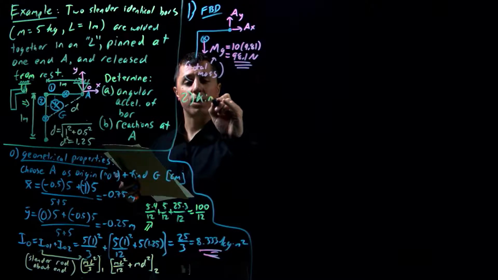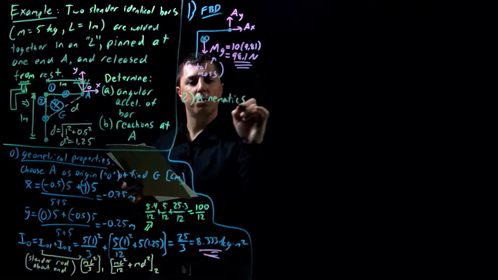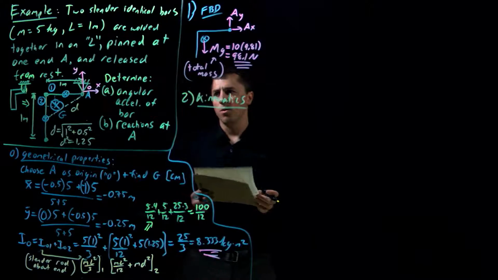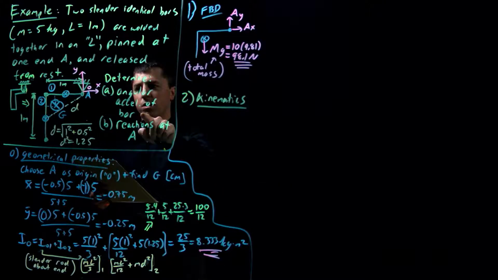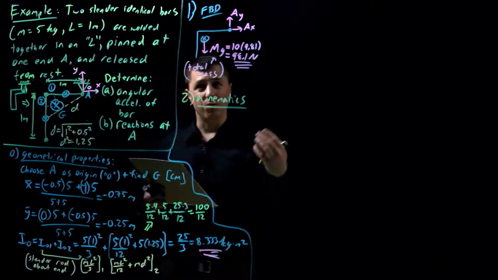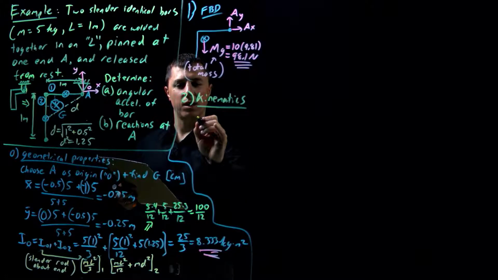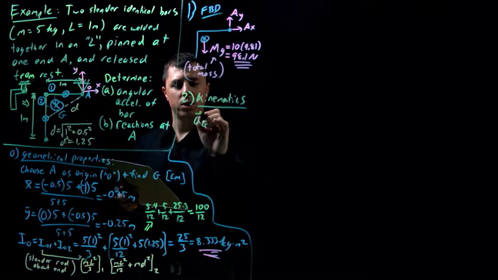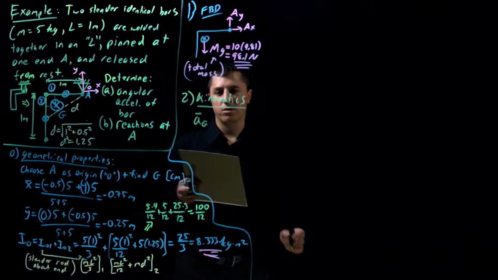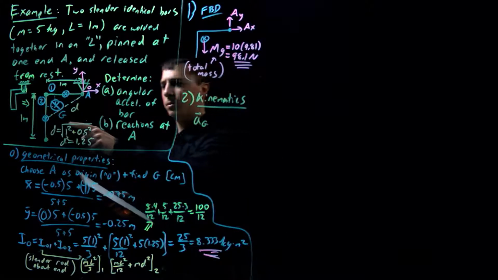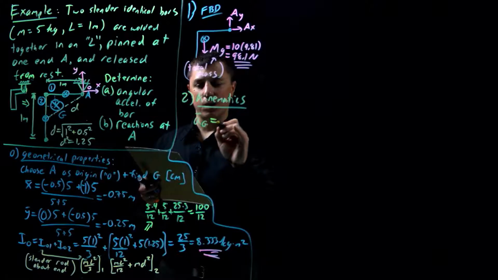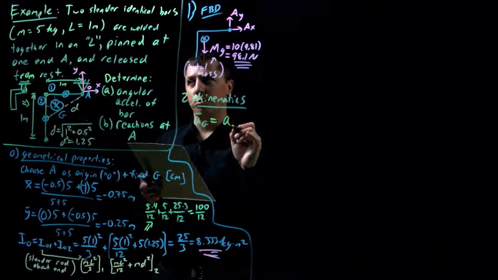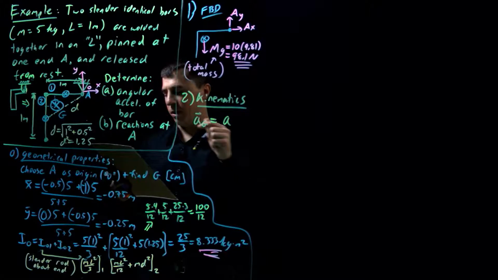Kinematics, description of motion. What can we say? Well, we're looking here for the angular acceleration of the bar, so we're going to need to involve acceleration. So let's see if we can relate the acceleration of our center of mass, G, to the angular acceleration of the origin, of point A here.